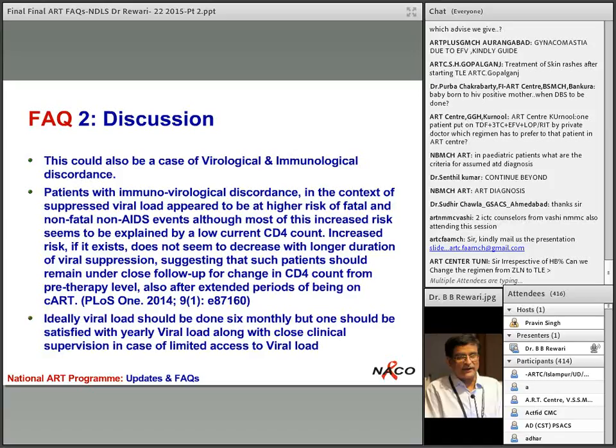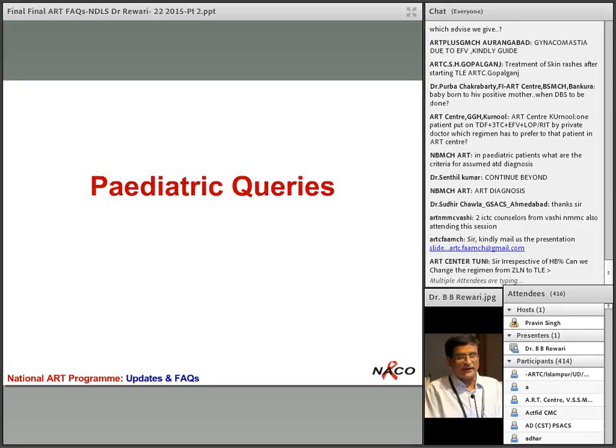Ideally, viral load should be done 6 monthly, but one should be satisfied even if you are able to do it yearly with close clinical supervision in case viral load testing is not available.